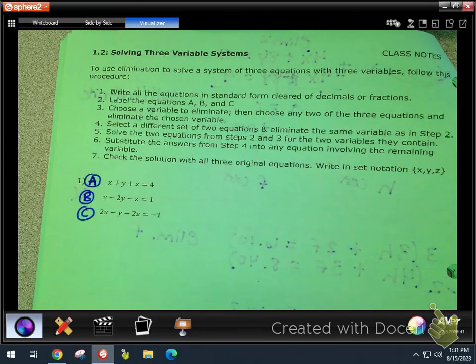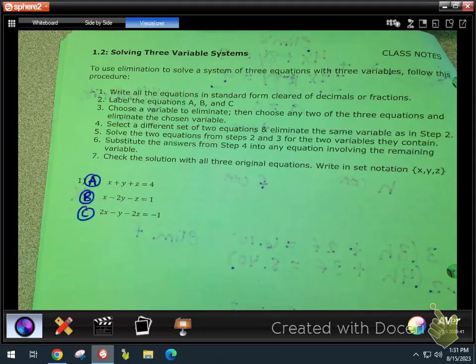Okay, so label these. And then your first level is to figure out a way to take your 3-variable system to a 2-variable system. So I'm going to look at those equations. I'm only going to work with 2 equations at a time, but I'm going to choose a variable to eliminate. So I want to work smarter, not harder. Let me take a peek at my notes and see which one I did.